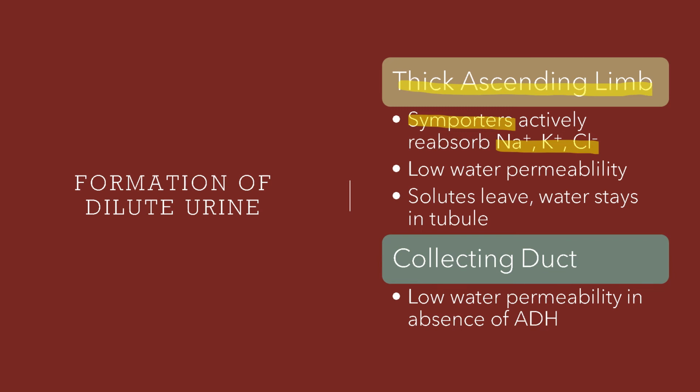Now, even though these solutes are being reabsorbed in the thick ascending limb, the water permeability in this portion of the nephron is really quite low. So water cannot follow these ions by osmosis. As the solutes, but not water molecules, are leaving the tubular fluid, its osmolarity drops to about 150 milliosmoles per liter. And we saw that in the last picture, and you can refer back to that if you need. So the fluid entering the distal convoluted tubule is going to be more dilute than blood plasma at this point.